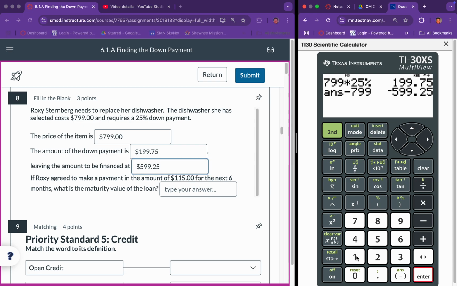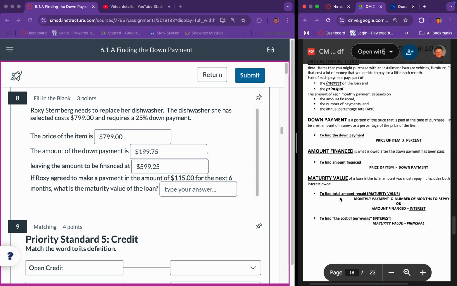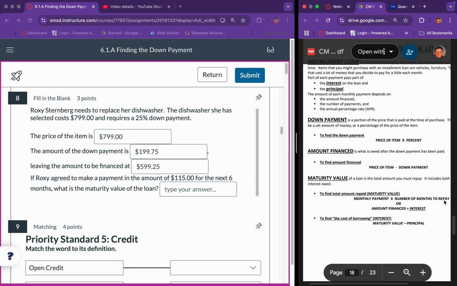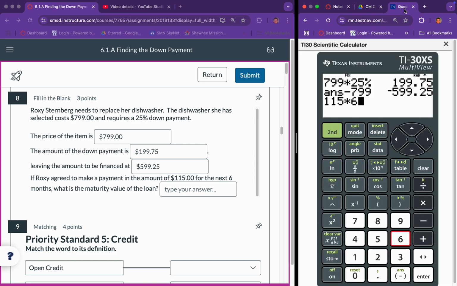So she's paying $115 for 6 months. So again, that's multiplication, but right here it says to find the maturity value, it is the monthly payment times the number of months to repay. All right, monthly payment times the number of months to repay. So she's paying $115 for the next 6 months.